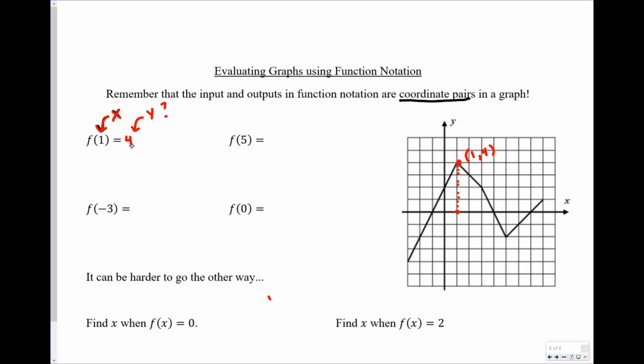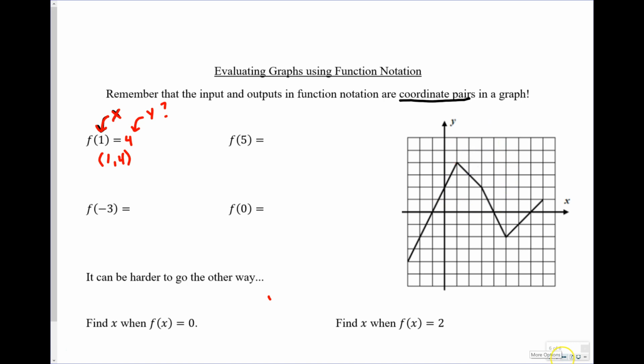So f of 1 equals 4, because remember, the input and output form a coordinate pair. So as long as that coordinate pair shows up on the graph and your function notation matches, then you're good to go with your solution. So that's f of 1.